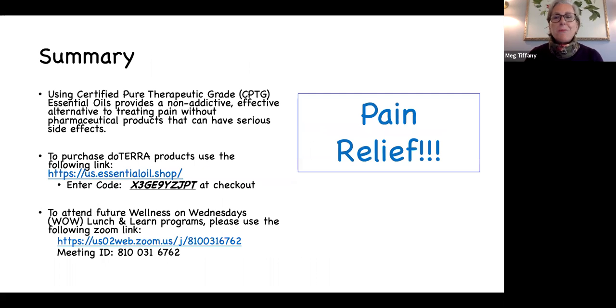Okay, so basically as a quick summary on pain relief, one of the great things about these pure therapeutic grade essential oils is that they're non-addictive, they don't have side effects, and they're very powerful and effective.